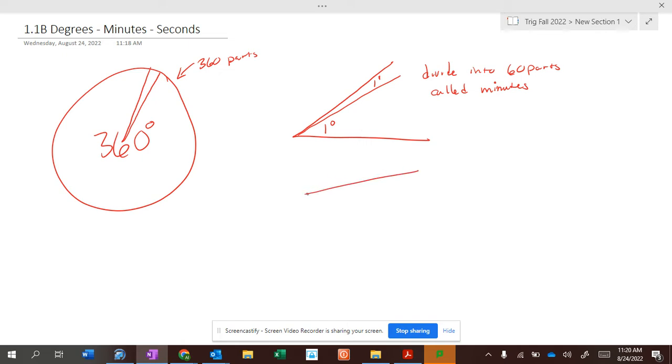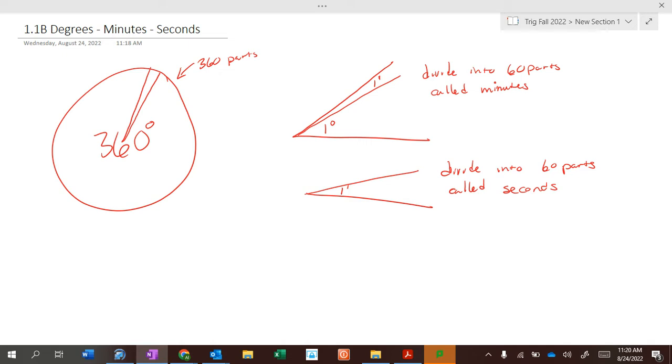And in a 1 minute angle, I can divide that into 60 parts called, what do you think they're called if you divide a minute into 60 parts? Seconds. Okay, so I can divide this into 60 parts, into seconds. So in one circle, there's 360 degrees.